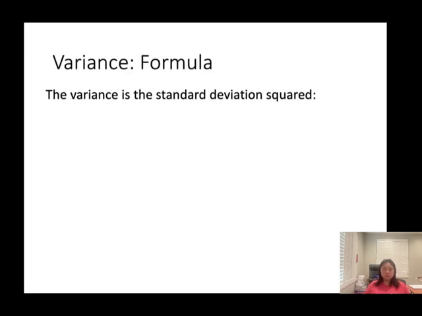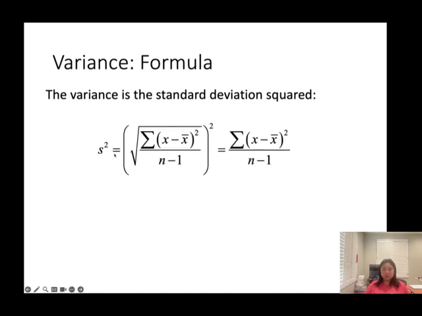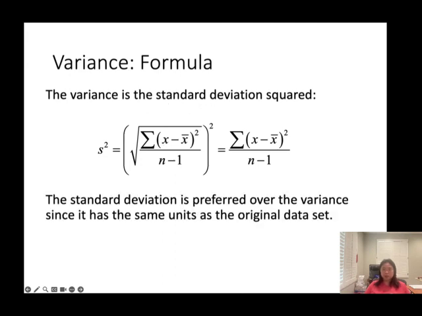Okay, variance. Variance is the standard deviation squared. So you have the same formula, just the standard deviation. Usually we don't plug into a formula for the variance. We will just calculate the standard deviation and then square it, and that will become the variance. And the standard deviation is preferred over the variance since it has the same unit as the original data set. For the variance, that will be the squared unit. So we may want to prefer the standard deviation with the same unit.